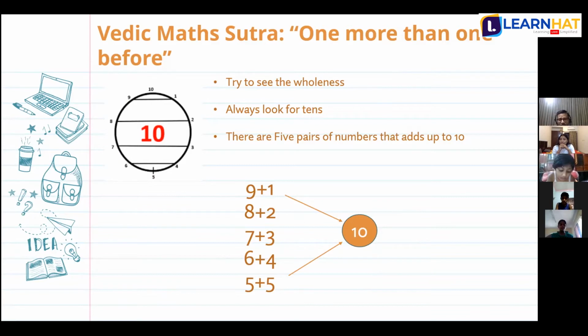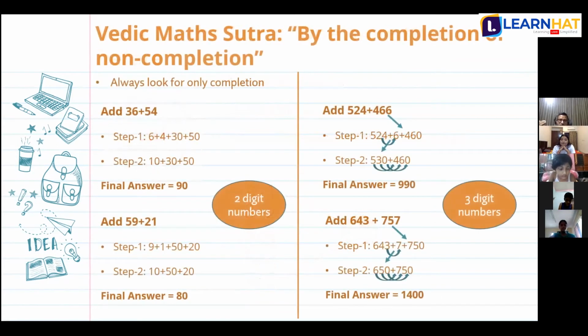So there are 5 pairs of numbers that you need to remember, so that when you're trying to do any addition mentally, I've asked you to take paper, pencil, and pen, but after learning this concept, you should do everything as mental addition. These are the 5 pairs of numbers which add up to 10. So always when you are adding for mental addition, you need to look for the number 10. That's what the sutra talks about. Then the next sutra is called by the completion or non-completion, which is the extension of it.